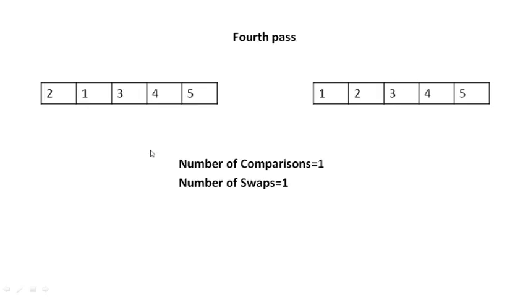Again, there will be a last pass in which 2 and 1 will be compared and 1 and 2 will be swapped. So this is how the bubble sort algorithm works.